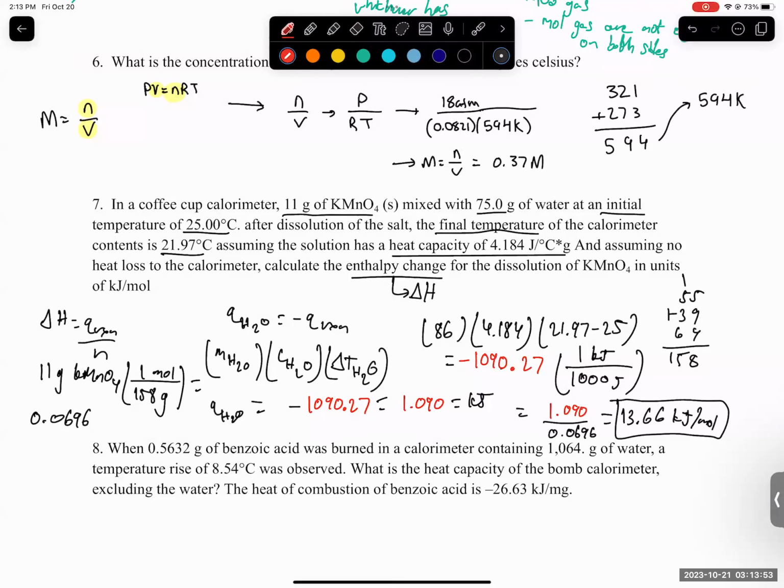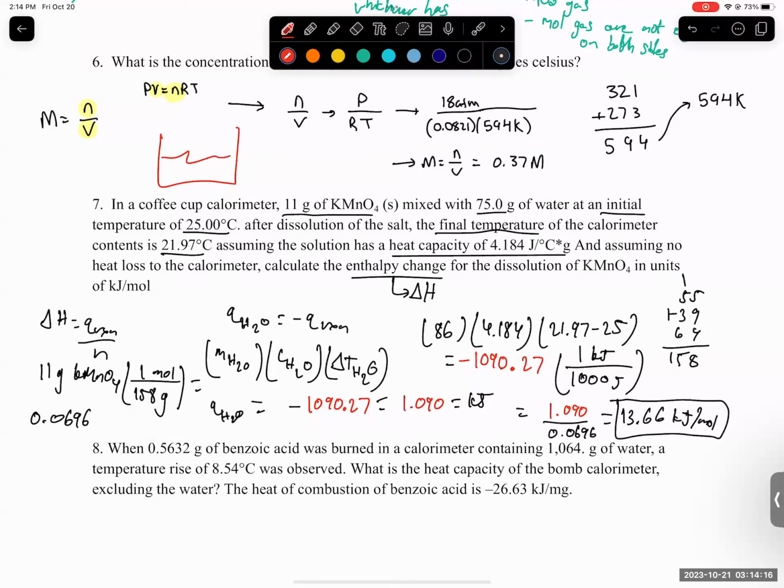You get negative 190.7. That was because I made the grave mistake of not adding in the solution. So this isn't Q of water, it's Q of solution. I was going to read your question. So what I did was this.